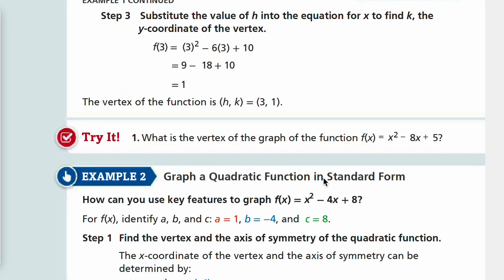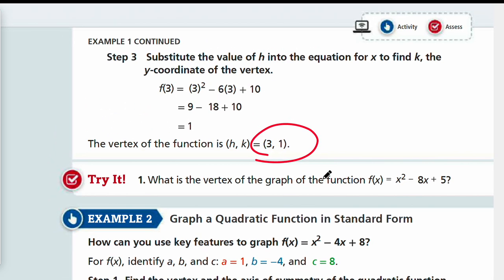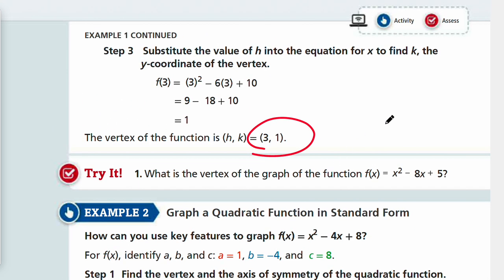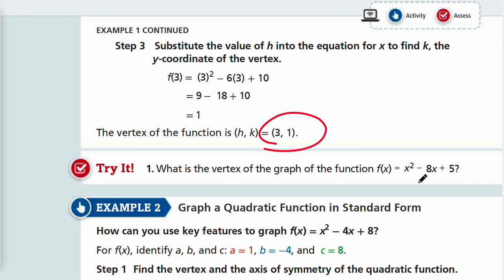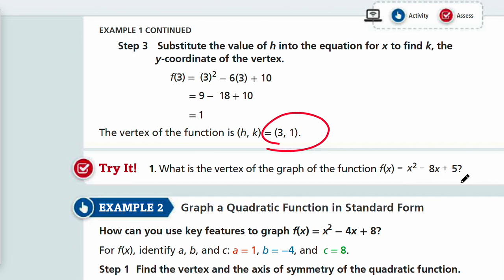So let's try number 1. But you can solve for the vertex, right? It's not like it's hidden. You just have to solve for it. So what is the vertex of the graph of the function f of x equals x squared minus 8x plus 5? Pause the video and see if you can solve it by yourself, and come back when you're ready for answers.